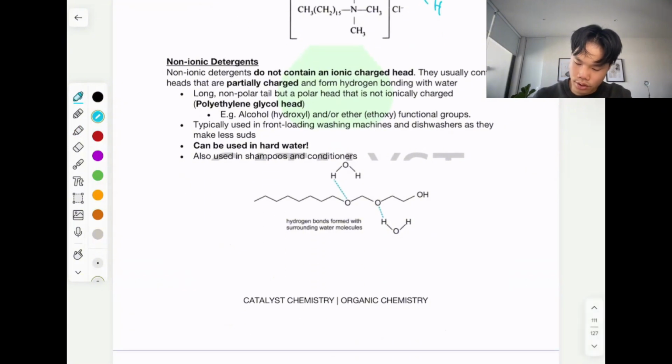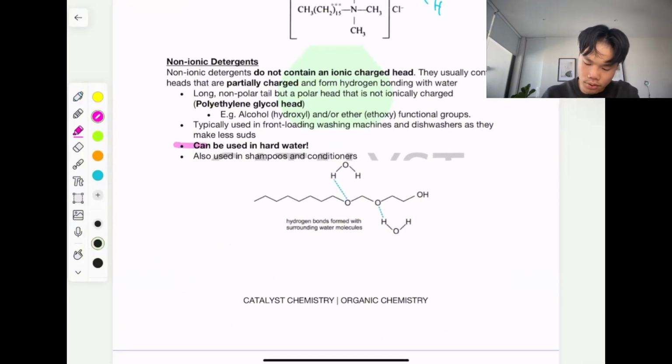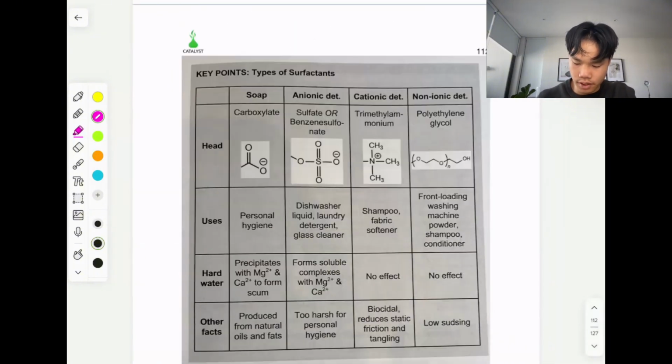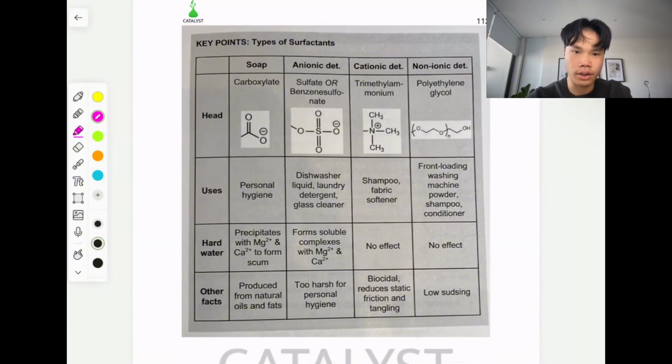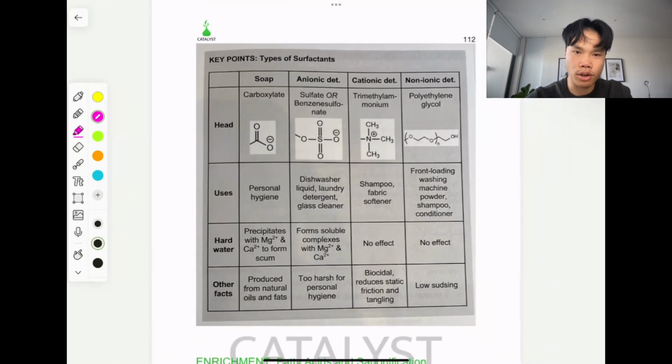And then lastly, non-ionic detergents don't have a charged head. They can be used in hard water because they just don't interact with the ions at all. And they form hydrogen bonding exclusively because they don't have a charge. Summary table. I would recommend you take one case study for each one, where you have an example of a head that you can draw, and you should know a use linked to potentially its property and whether it works in hard water or not. This is a very high yield table. I would take this, screenshot it, memorize something like that if you haven't already.